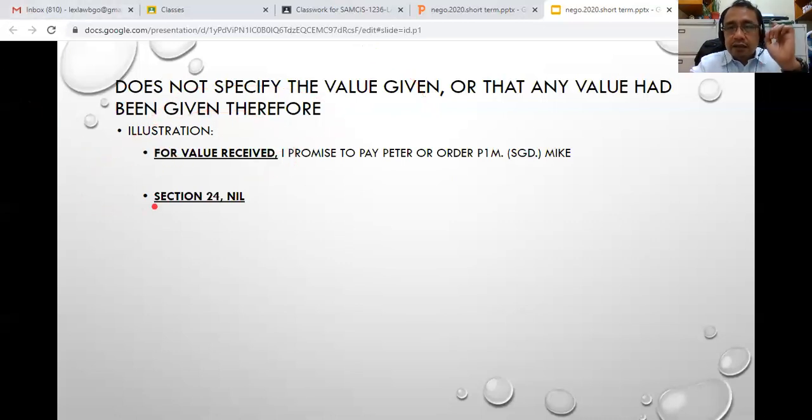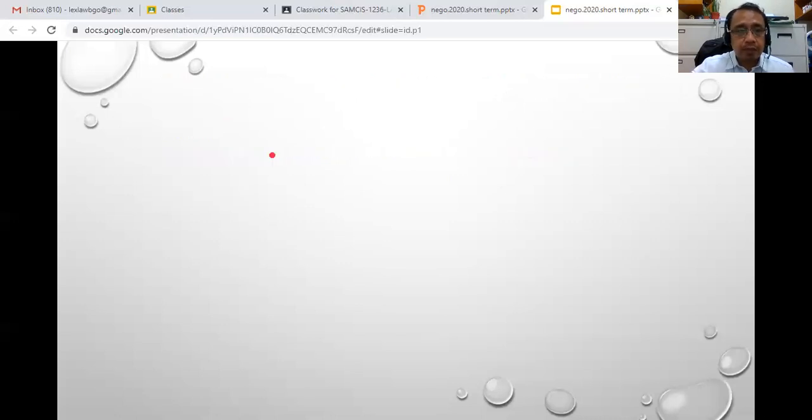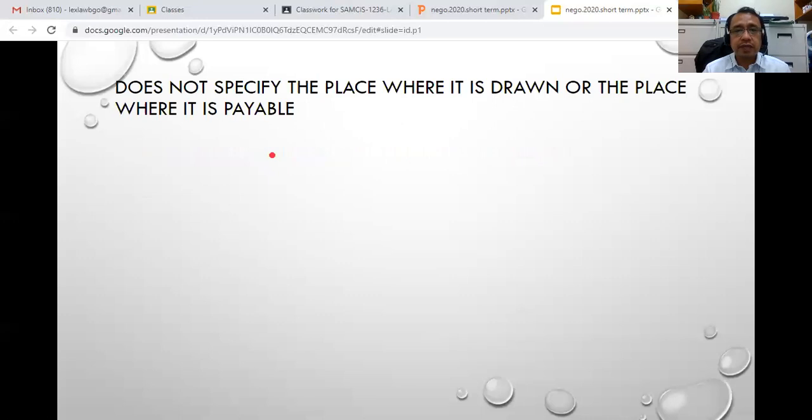But again, there is no necessity to still indicate the phrase "for value received" because of the disputable, rebuttable, or prima facie presumption found in Section 24 that every instrument was issued for a valuable consideration. Going on further: does not specify the place where it's drawn or the place where it is payable. Place where it was made as well as the place where it is to be paid.